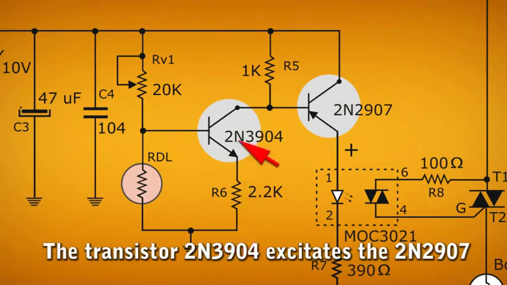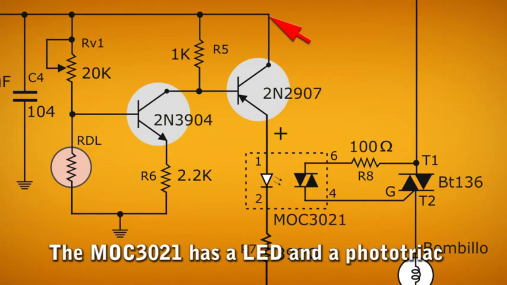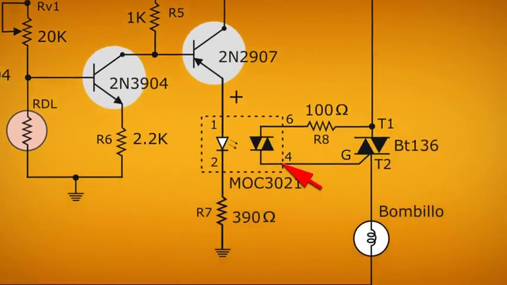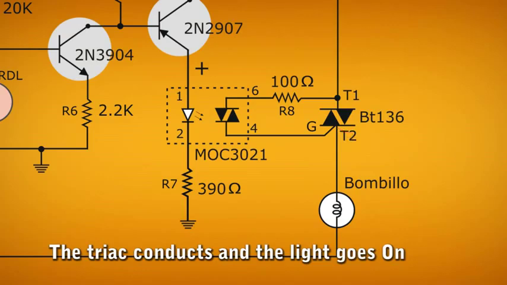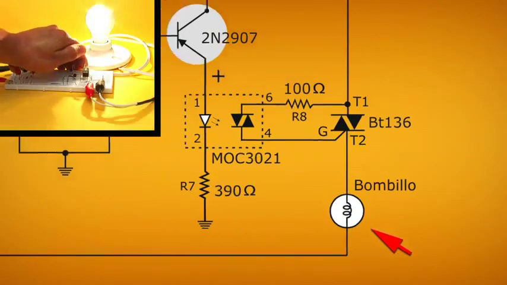It's in this moment when the transistor conducts from collector to emitter, negatively biasing the base of the 2N2907 PNP transistor. This means that a negative voltage arrives at its base. When conducting, the 2N2907 transistor passes a positive voltage from collector to emitter and reaches the optocoupler. The LED inside it triggers the phototriac, which is between pins 4 and 6 of the optocoupler. The phototriac conducts between pins 4 and 6, sending a current to the gate of triac BT136. The triac conducts current from the public network between its terminals T1 and T2, and as the bulb is in series, it turns on.